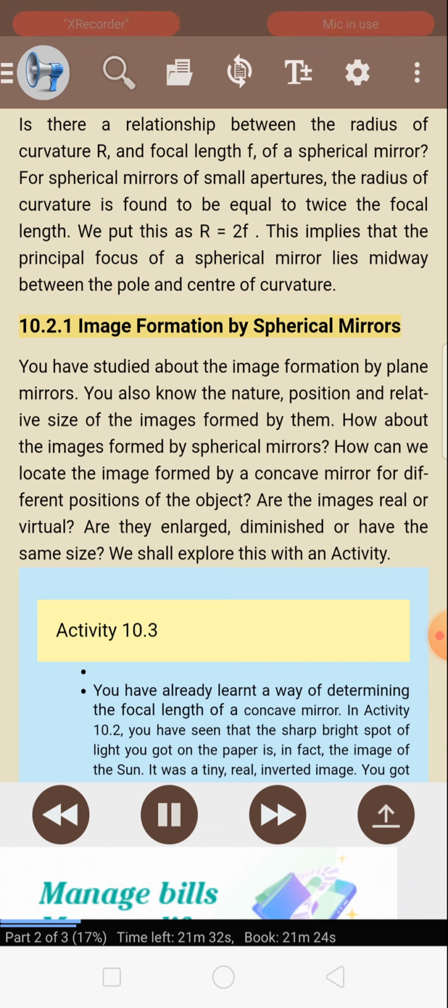10.2.1 Image formation by spherical mirrors. You have studied about the image formation by plane mirrors. You also know the nature, position, and relative size of the images formed by them. How about the images formed by spherical mirrors? How can we locate the image formed by a concave mirror for different positions of the object?